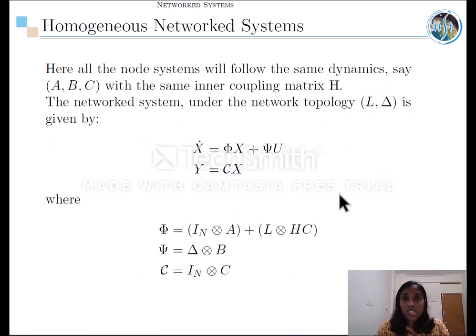A network system is said to be homogeneous if all the nodes follow the same dynamics A, B, and C with the same inner coupling matrix H. The inner coupling matrix is what determines the inner interactions of the nodes of the system.